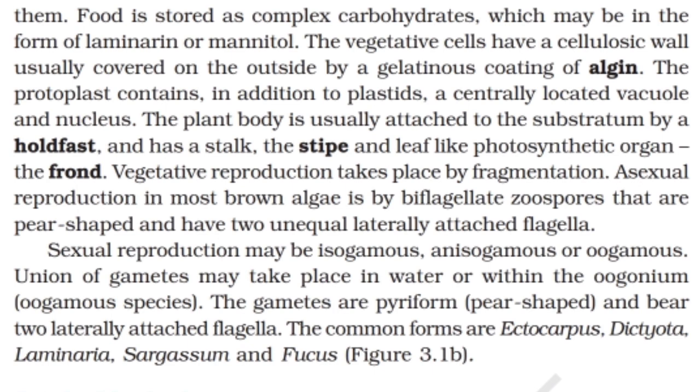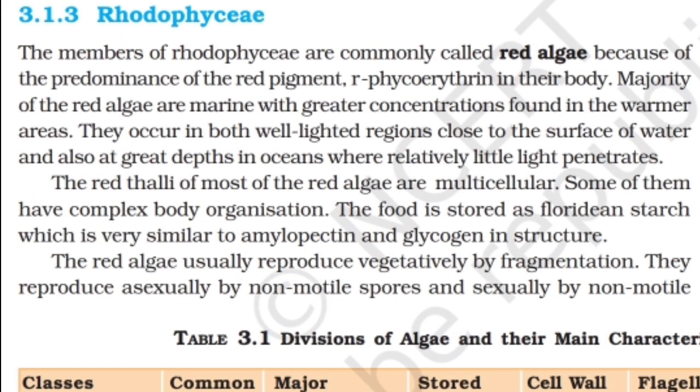Asexual reproduction in most brown algae is by biflagellate zoospores that are pear-shaped and have two unequal laterally attached flagella. Sexual reproduction may be isogamous, anisogamous or oogamous. Union of gametes may take place in water or within the oogonium (oogamous species). The gametes are pyriform (pear-shaped) and bear two laterally attached flagella. The common forms are Ectocarpus, Dictyota, Laminaria, Sargassum and Fucus (figure 3.1b).